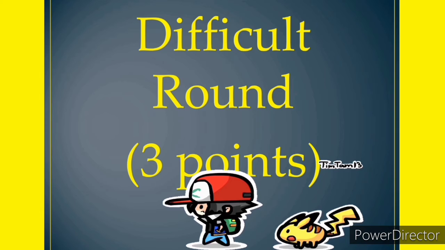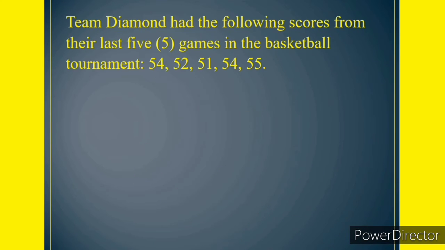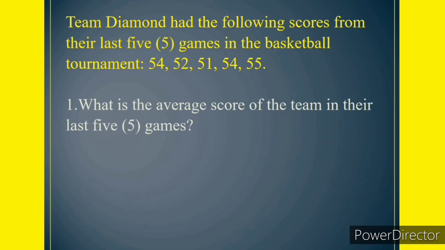Now we have the difficult round, where 3 points each also. Team Diamond had the following scores from their last 5 games in the basketball tournament: 54, 52, 51, 54, and 55. First question. What is the average score of the team in their last 5 games? 15 seconds to answer.